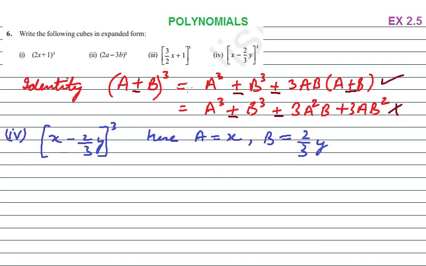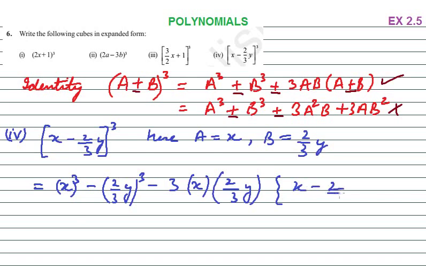So applying the same identity over here also, it will become a cube, a is this, so a cube, minus 2 by 3y cube, that is b cube, minus 3ab and at last a minus b. So x cube is x cube, 2 cube is 8, 3 cube is 27, and y cube is y cube.